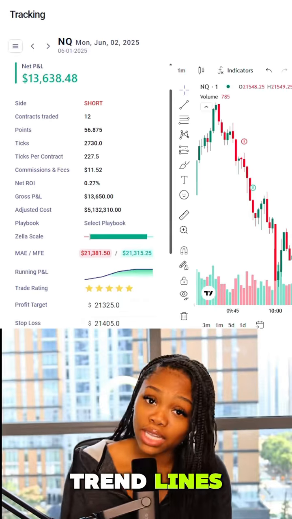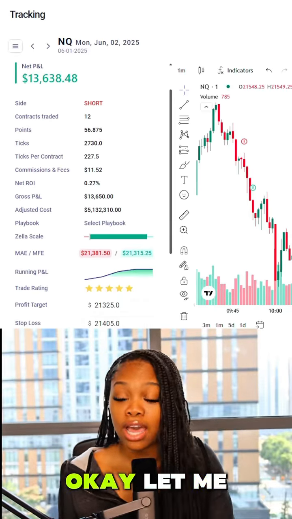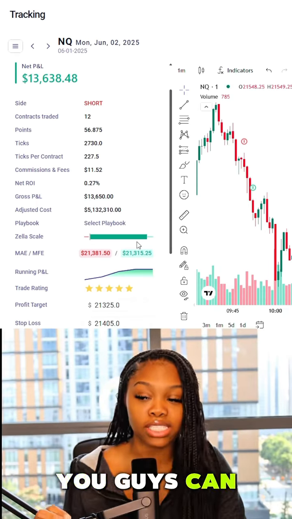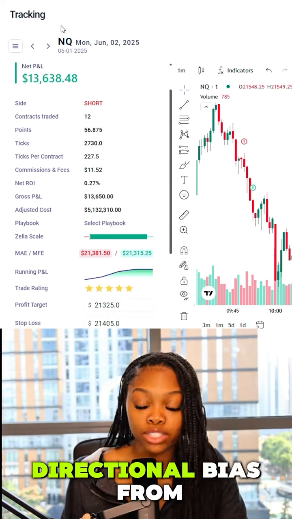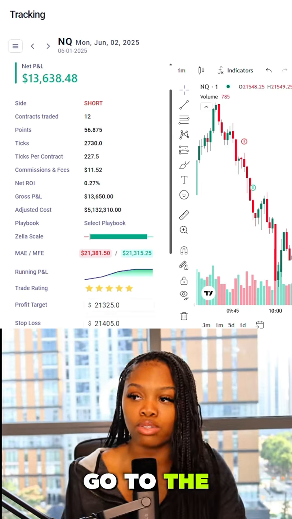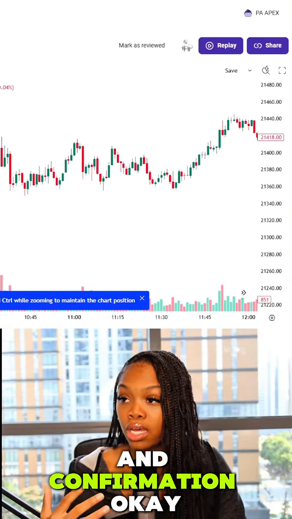Does she trade trend lines? Is she a breakout trader? How does she even use the 15-second chart? Okay, let me break down these shorts from yesterday so you guys can understand the strategy a little bit more. Just know I like to get my directional bias from my higher time frames, and then I'll go to the 15-second for my actual entry and confirmation.